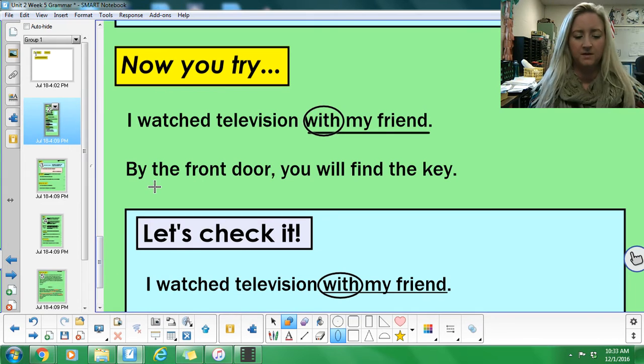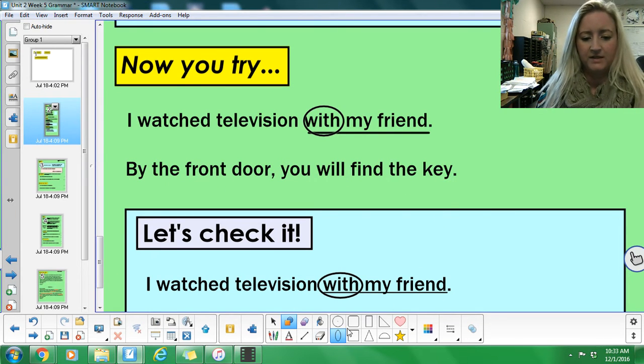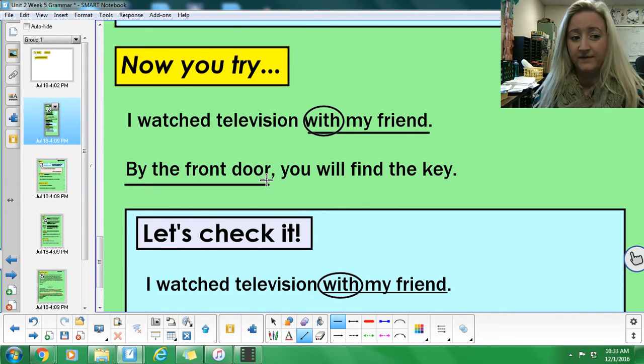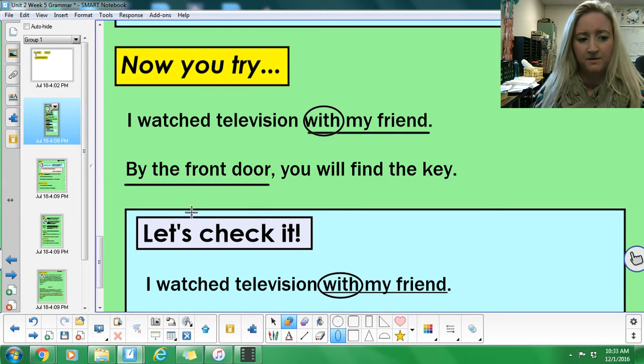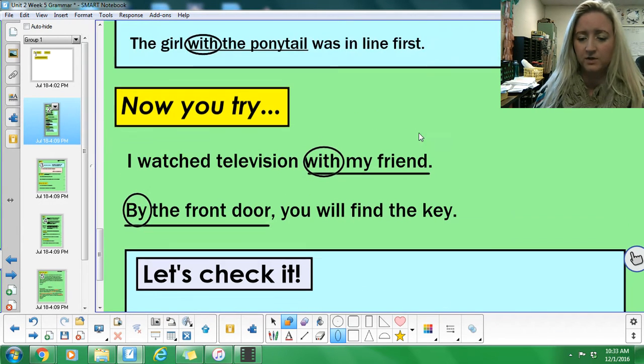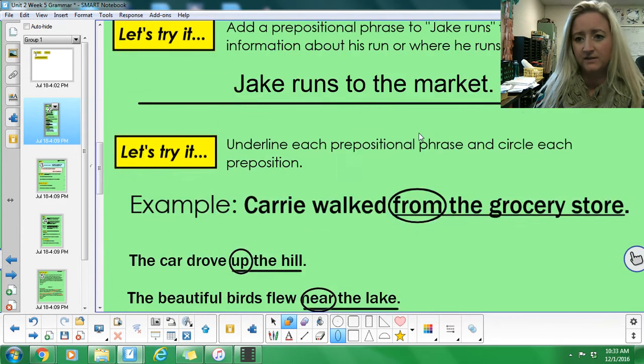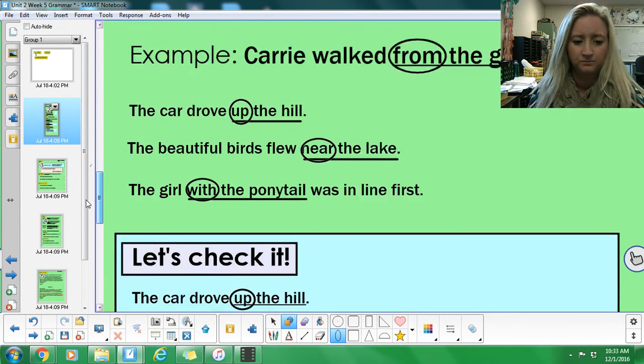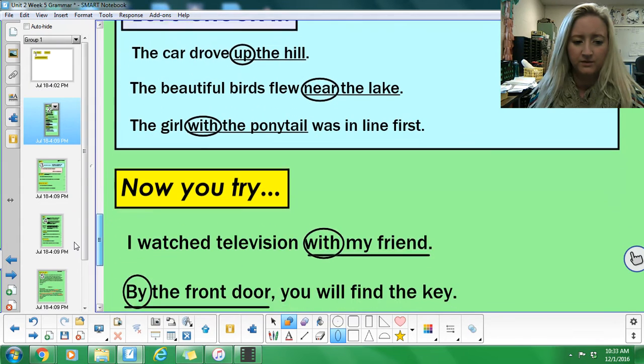What about this one? By the front door, you will find the key. Think about what's giving you more information. This is telling you where I'm finding the key. By the front door. That's my prepositional phrase. My preposition is by. And if you're stuck, maybe look for some of these key words. Remember, we had that list that was going to be in your packet, and it's right here in the video too, so you could always pause it at this point and check for those words. Looks like we got all those right.